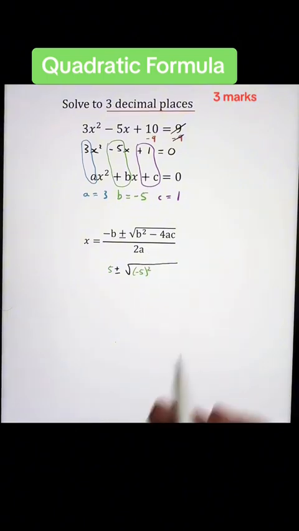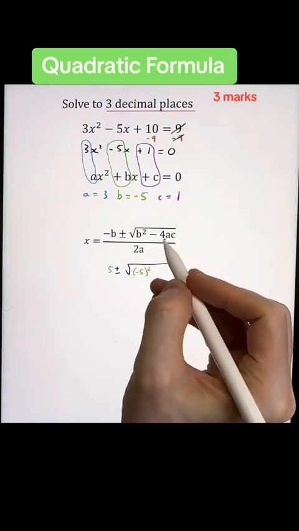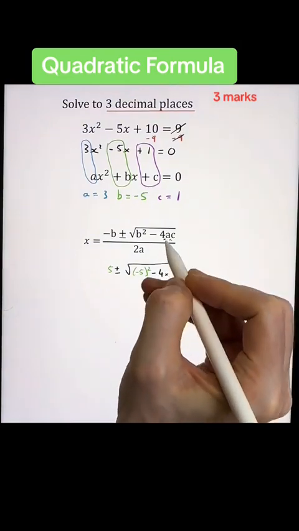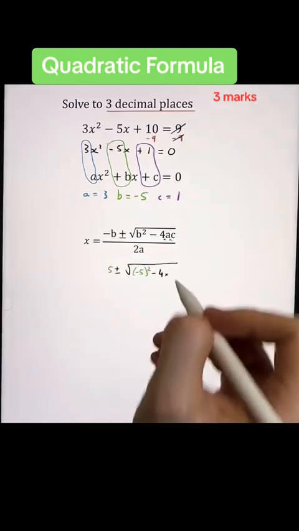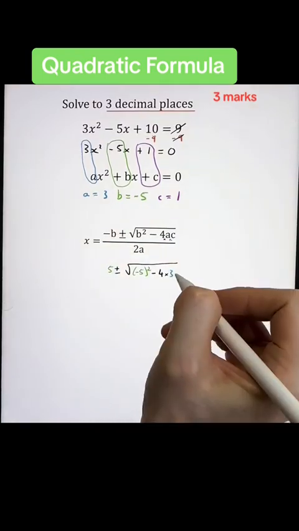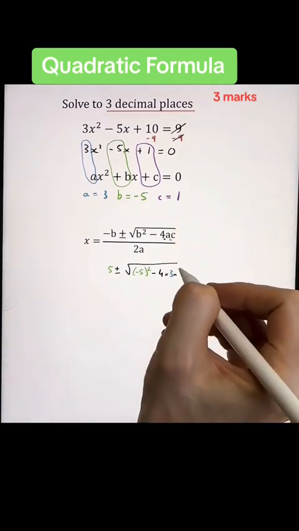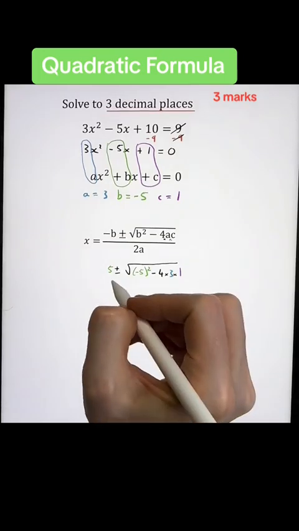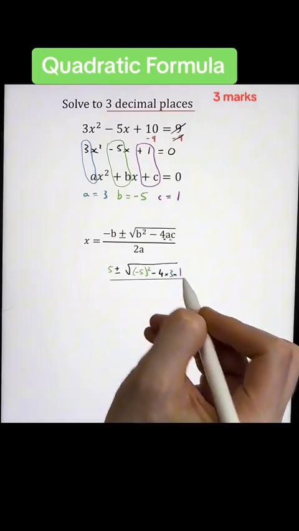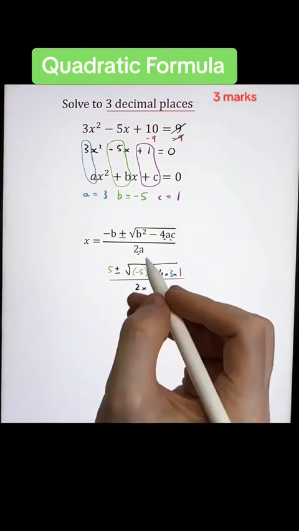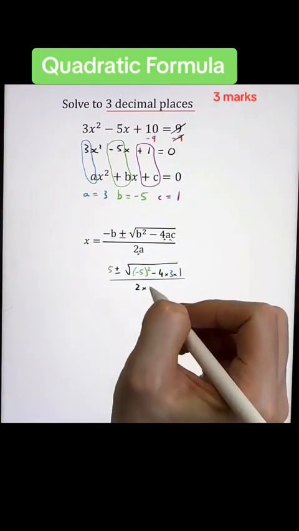Minus 4ac in algebra means minus 4 multiplied by a multiplied by c. In this case, minus 4 multiplied by a, and we know a in this case is 3, multiplied by c. In this case, we know c is positive 1. And that's all divided by 2a. Well, 2a in algebra we know means 2 multiplied by a. In this case, we know a is 3.